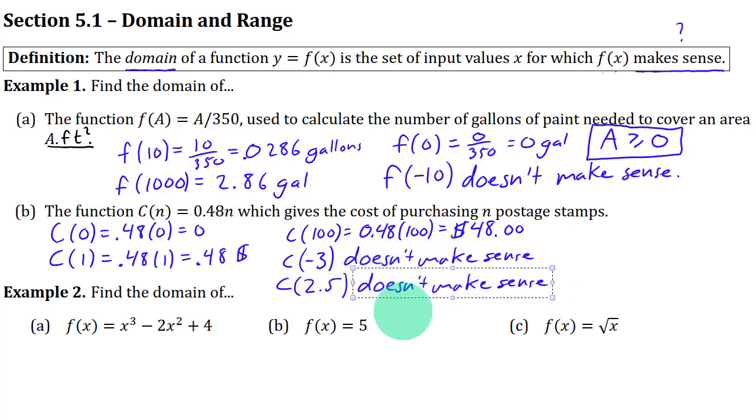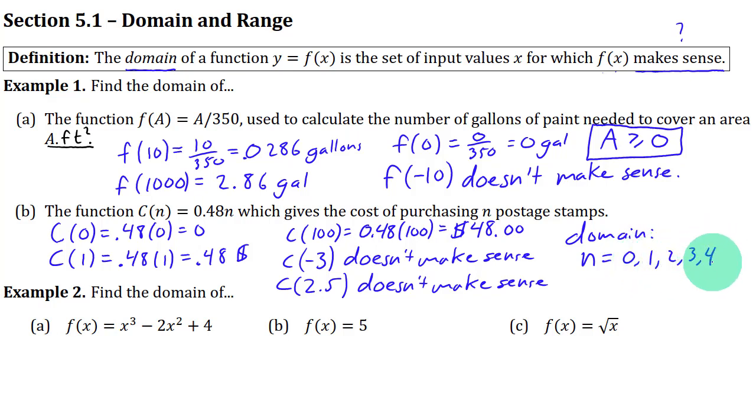So you can't have fractions of stamps. You can't have negative numbers of stamps. So the domain is going to be the values of n, whatever the input of the function is, in this case n, that make it so the cost of that makes sense. And in this case, this is going to be n equals 0 or 1 or 2 or 3 or 4 or so on. Just positive whole numbers are the kinds of stamps you can have.